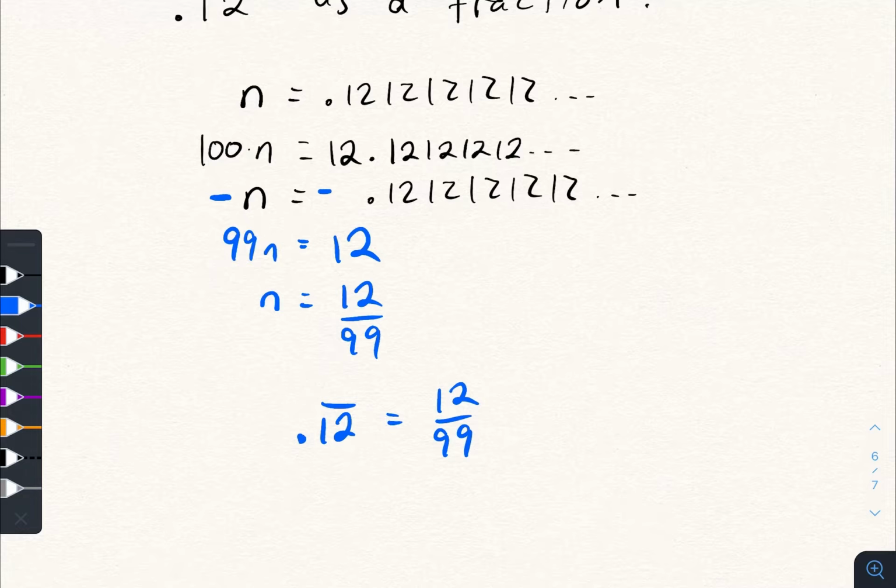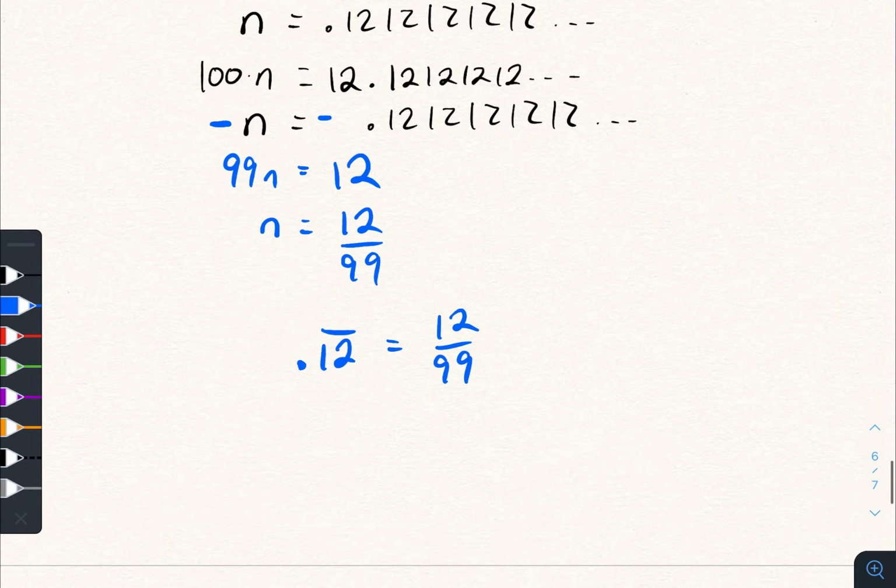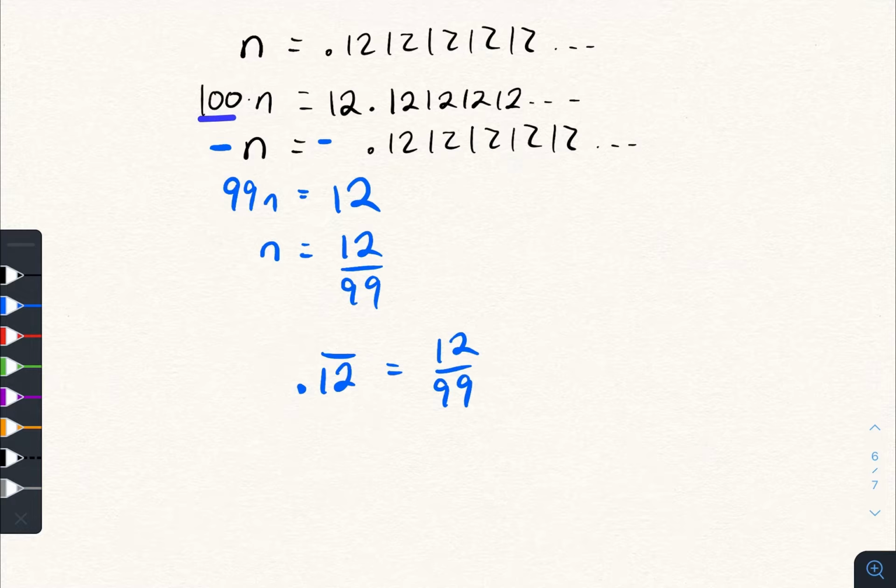And you could check that by just doing the division algorithm we talked about in the previous video, or just put it into a calculator and see what 12 over 99 is equal to, and you will see that it's equal to 0.12 repeating. Okay. All right, why did we multiply by 100? We multiplied by 100 because it repeats every two decimal places.